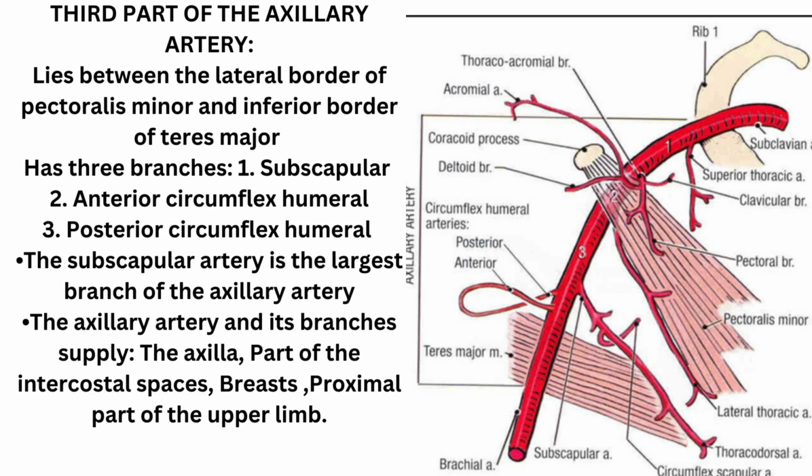The third part of the axillary artery lies between the lateral border of pectoralis minor and the inferior border of teres major and has three branches. These branches are the subscapular, the anterior circumflex humeral, and the posterior circumflex humeral arteries. The subscapular artery is the largest branch of the axillary artery. The axillary artery and its branches supply the axilla, part of the intercostal spaces, breasts, and proximal part of the upper limb.